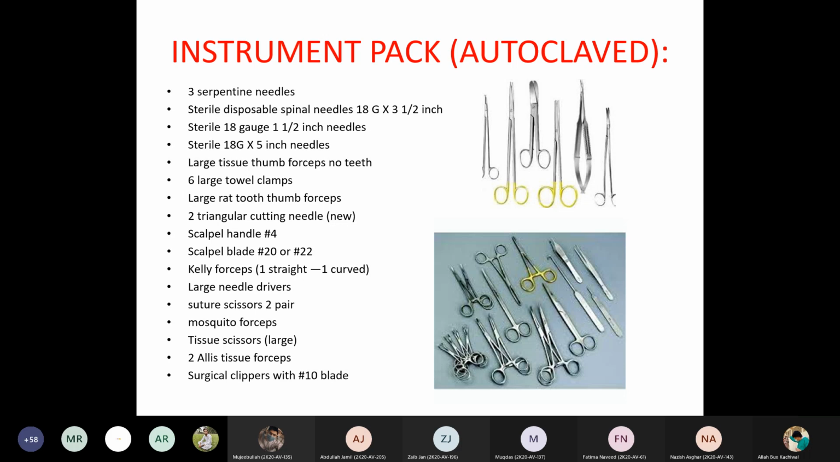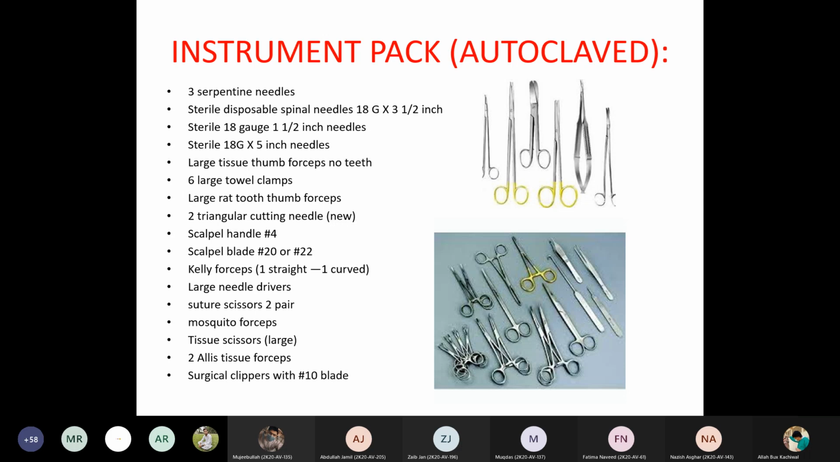A scalpel handle, number 4, is required, and mostly the number 4 scalpel handle has to fix only the number 20 or number 22 blade. So the 22 or 20 number blades must be available for fixing into the number 4 scalpel handle. Forceps are required, straight and curved.